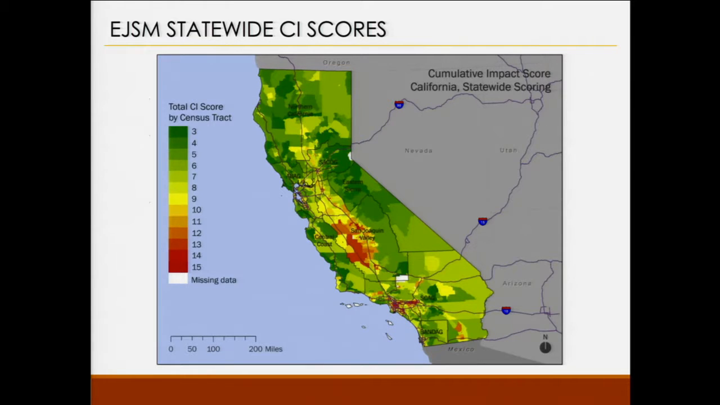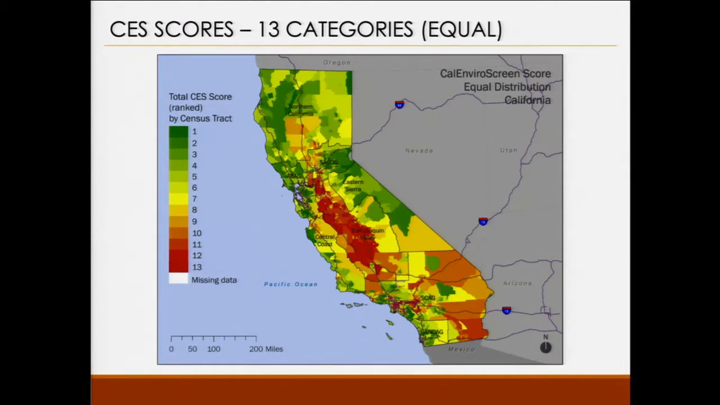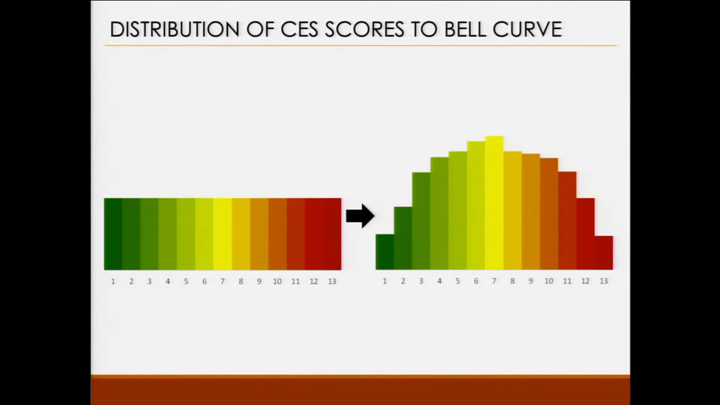And there's a difference. If you look at the EJSM maps, there's a lot less red and a lot less orange than in the CalEnviroScreen. And the reason for that, again, I'll remind you, is because with CalEnviroScreen, there's the same number of tracts for each one of those scores from 1 to 13. But for the EJ screening method, there's far fewer tracts that are very low in score or very high in score. And that's why you see that difference in pattern.